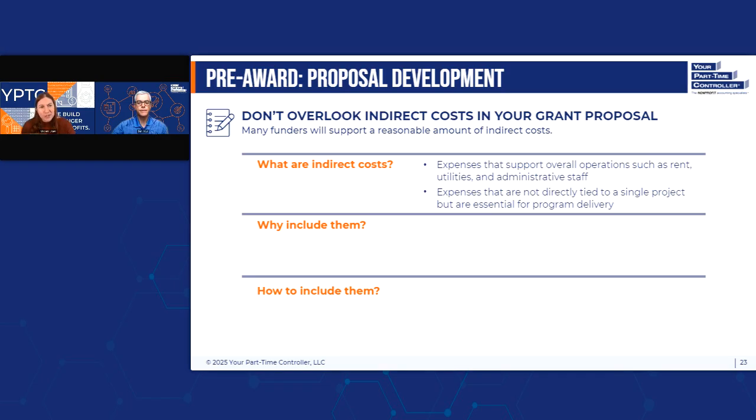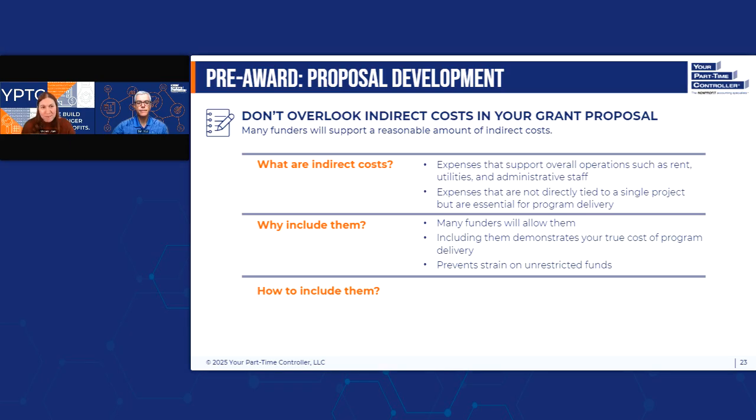And why should you include them? Funders often allow reasonable indirect cost rates in your grant budget. Including them in the budget shows that you understand the true cost of delivering your program and helps prevent strain on your unrestricted funds.